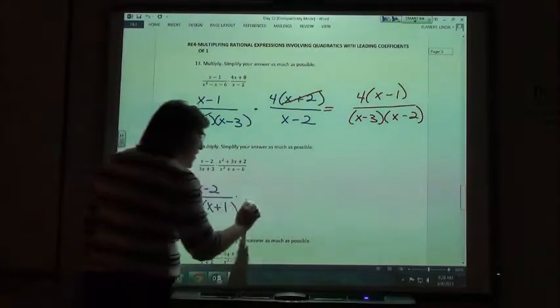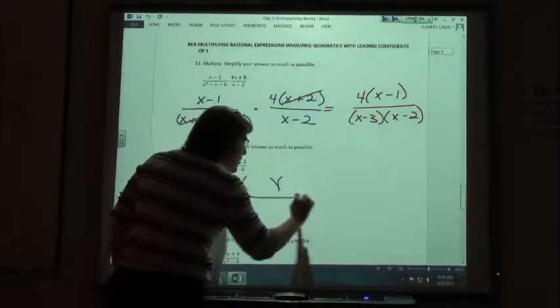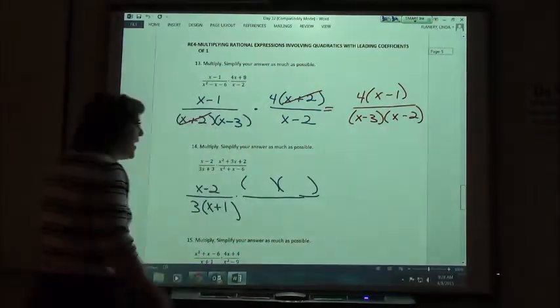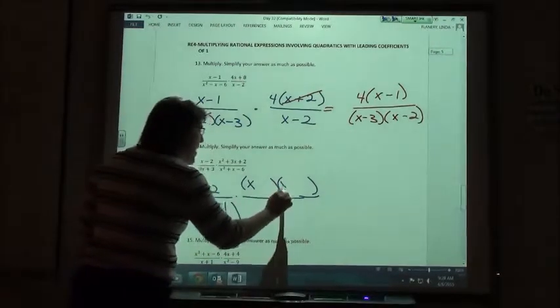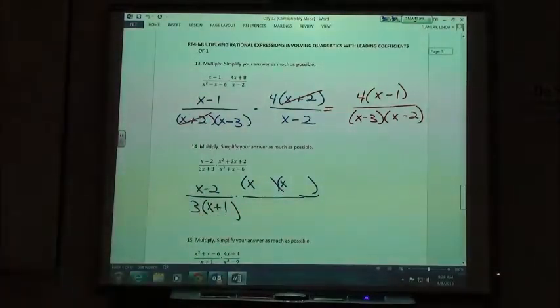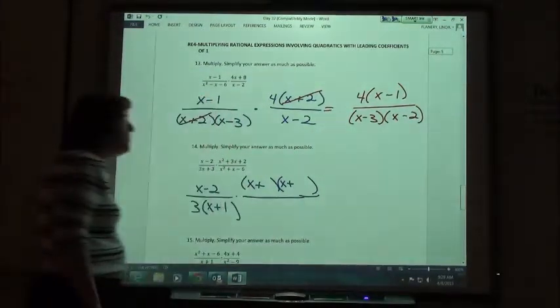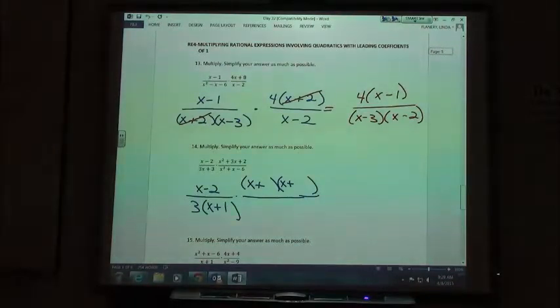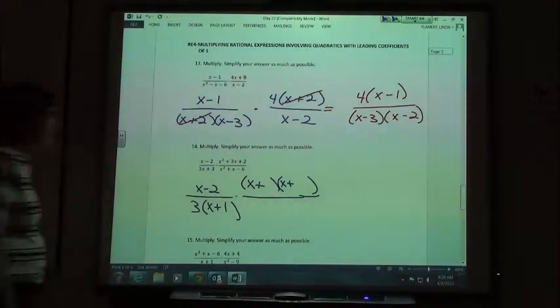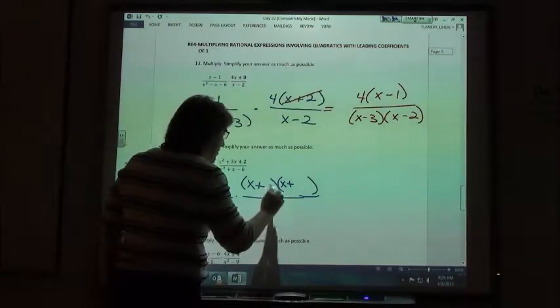Top of the second fraction, we know that one came from FOILing something else, so if we factor that, we know we have x and x. My signs, both positive. Since the end is positive, they're both the same as the middle, so they're going to be pluses. Factors of 2 that add up to 3. 2 and 1.